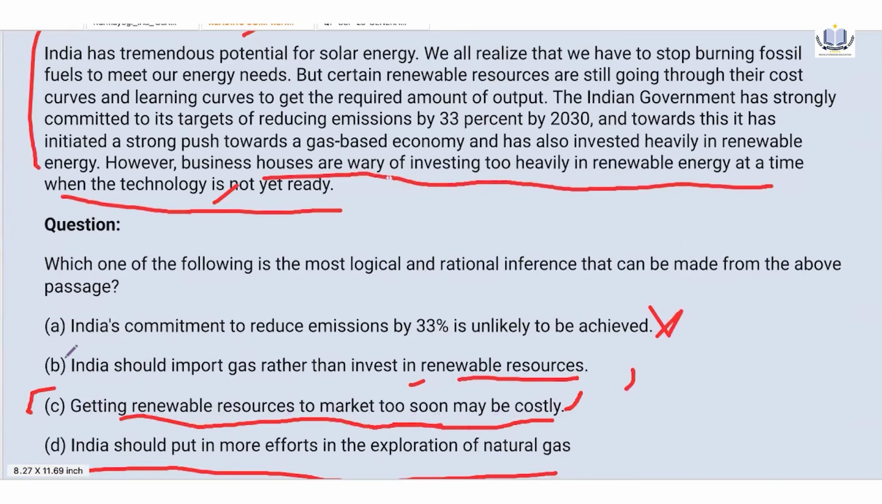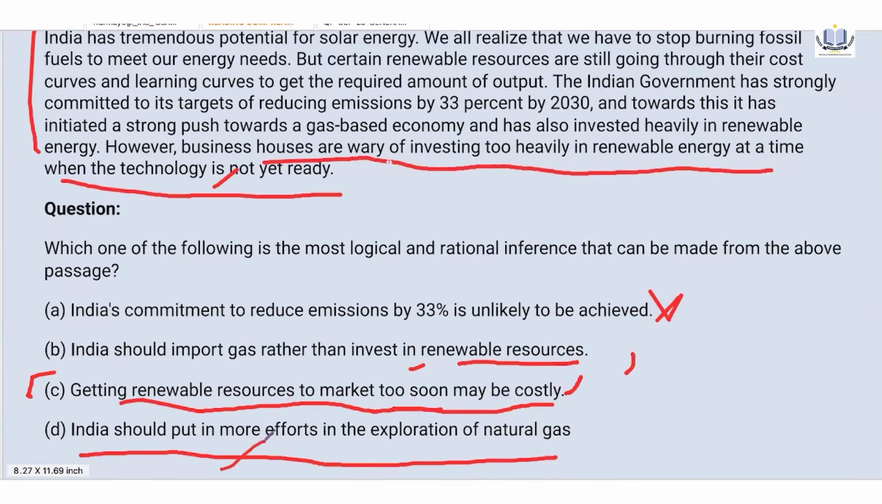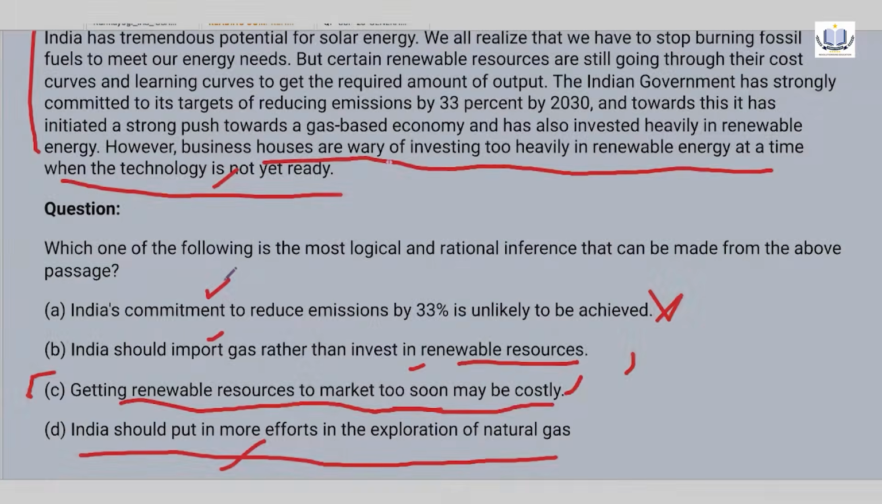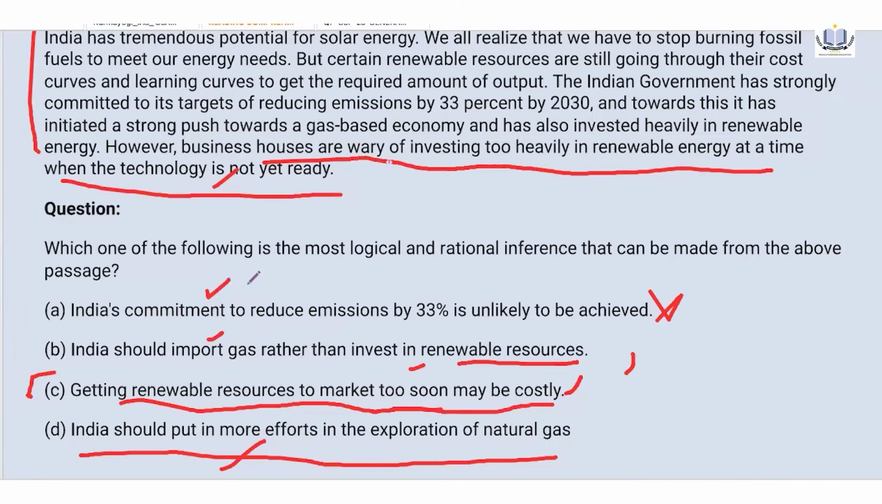That is something which is logically flowing. They are nowhere talking about exploration of natural gas. Nowhere they are talking about we should import gas rather than invest in renewable resources. Nowhere they are talking about India's commitment to reduce emissions by 33% being unlikely to be achieved. They are talking about the adoption of renewable energy and how it can become difficult because the initial investment required is more. And that is reiterated here. Logically, if you see, this is something which is hidden. Okay, it is there in the passage.